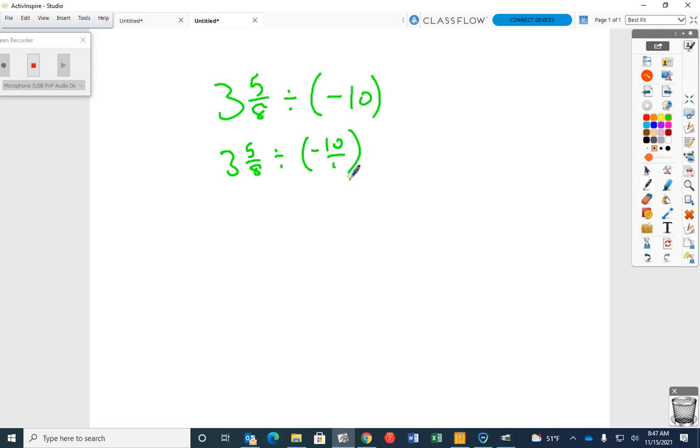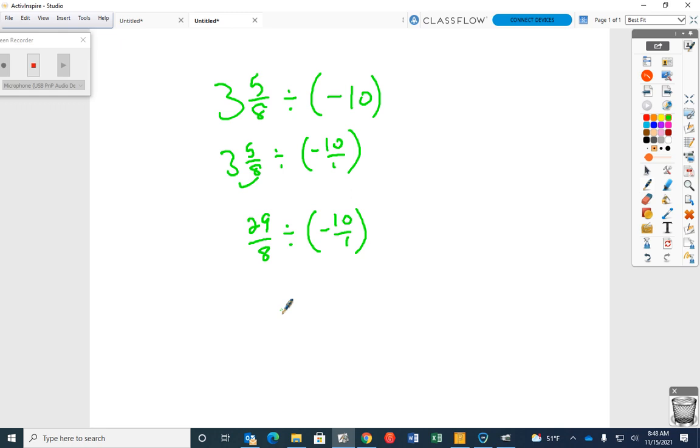But I've still got to do what? Deal with that mixed number. How do I make that mixed number into an improper fraction? Do it, right? Multiply. What's 3 times 8? 24 plus 5? 29. So 29/8. Is that right? Yes. Divided by -10/1. Okay. Have I even copy dot flipped yet? Nope. All I did was get into a format that I can copy dot flip, right?